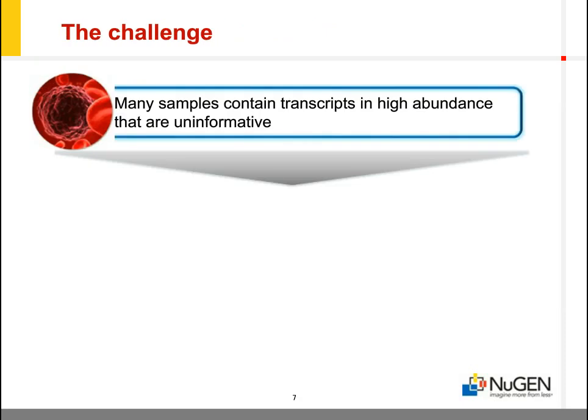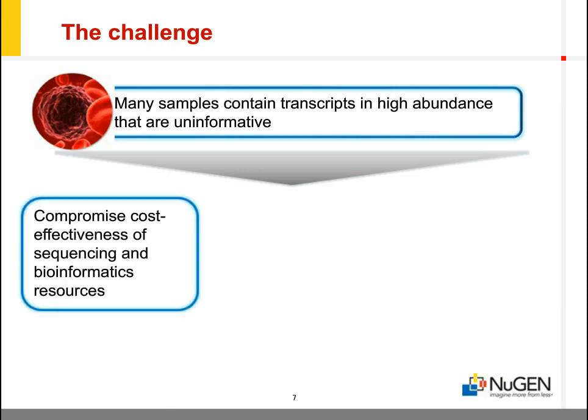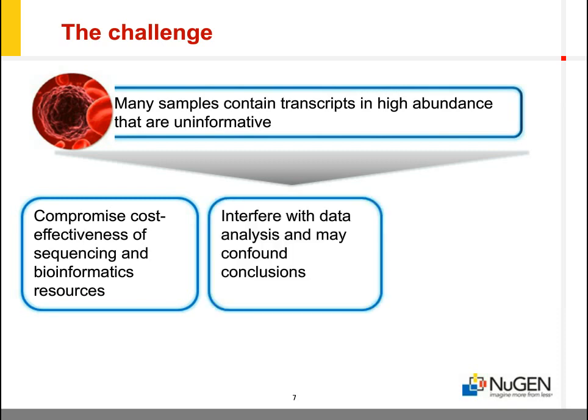One challenge is the presence of highly abundant, uninformative reads, such as ribosomal RNA or other highly expressed transcripts, such as globin, actin, housekeeping genes, etc. The presence of these uninformative sequences increases the cost of sequencing and data analysis. Uninformative reads can also interfere with data analysis by reducing useful information and introducing bias.